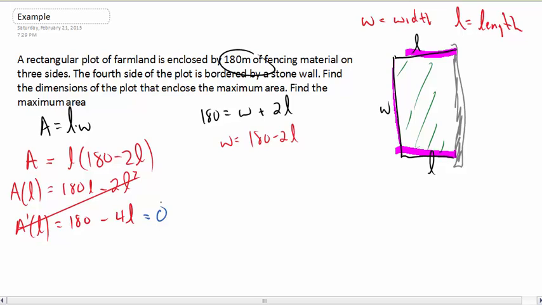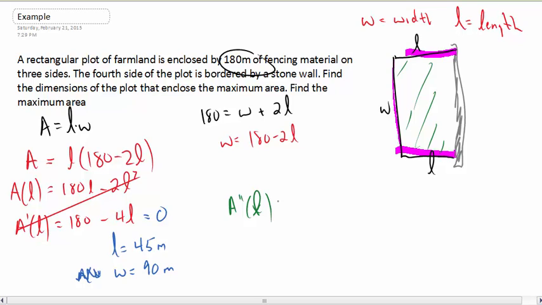Now if we're optimizing this, this needs to be 0. So L is equal to 45. And when L is 45, W is going to be 180 minus 2 times 45, or 90. But we need to make sure this is indeed giving us a maximum area. And to do this, I'm going to use the second derivative test. In other words, I'm going to look at the concavity of this function at L equals 45.